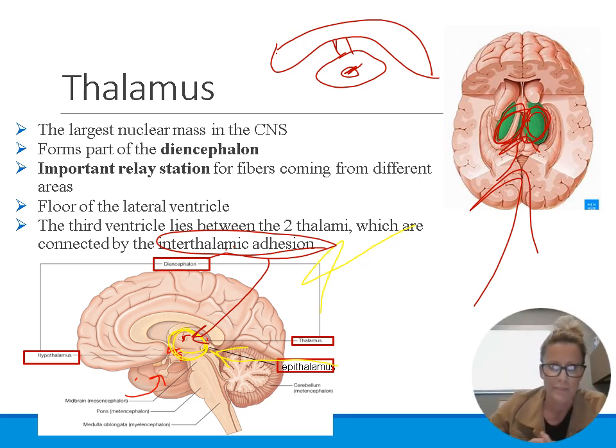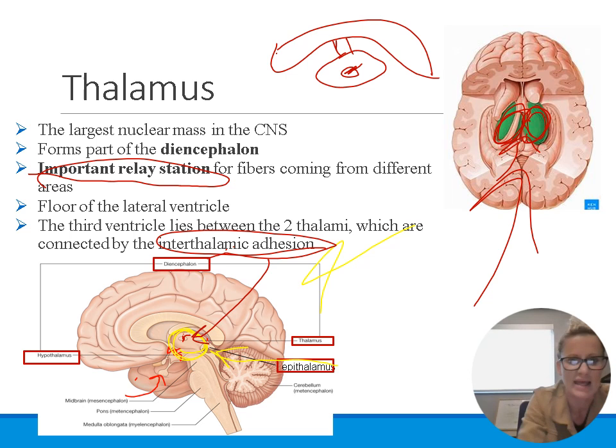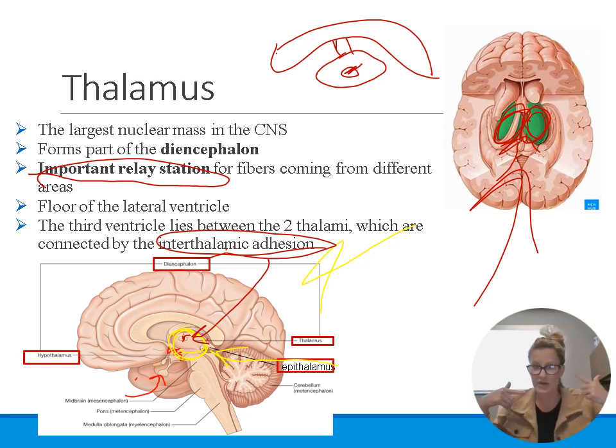The thalamus is a very important relay station for fibers that are coming from different areas of the brain. Very important relay station. So, for example, sensory signals that are coming into the brain go through the thalamus, and then they get sent out to the appropriate areas of the cortex.